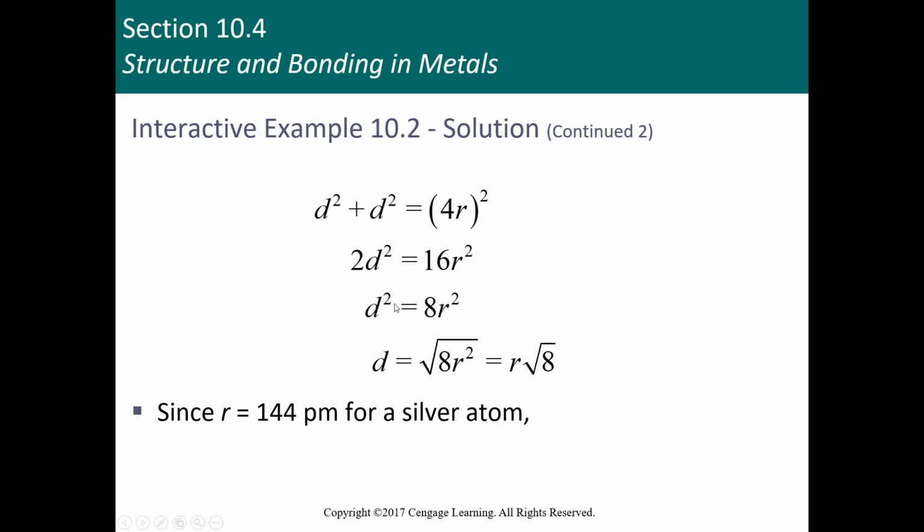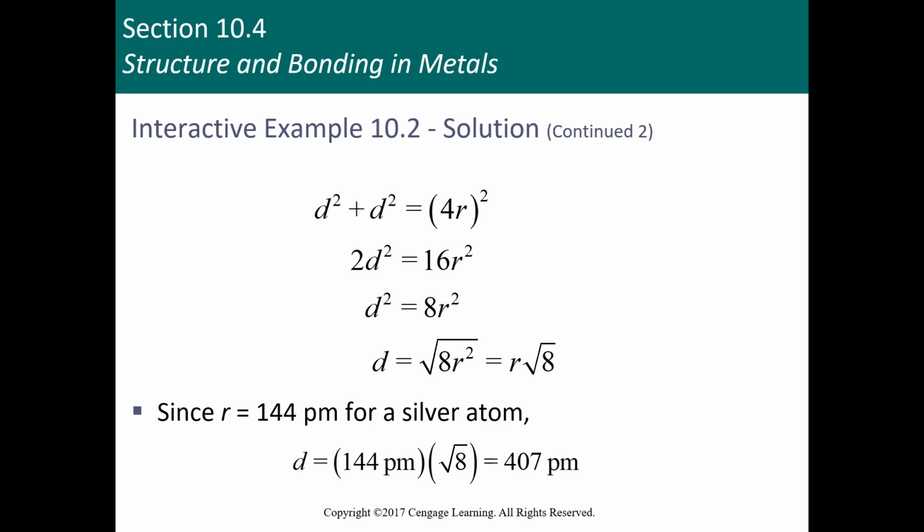We then take the square root of this, so that would be the square root of 8 times r squared. Well, the square root of something squared is going to be the same r, and then it's the square root of 8. And we don't have to solve that out right now. You can just plug it in like that. It's easier that way. So we have the r, that radius, and that was 144 picometers for a silver atom that was given to us. And so we plug that in.